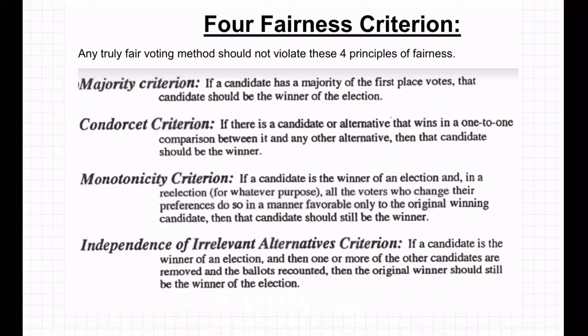The first one is majority. It basically says if anybody has a majority, what does majority mean again? More than half. If anybody has more than half of the first place votes, shouldn't they win? And we feel like, yeah, they should. That'd be fair. So any method that doesn't give them a victory is a bad method, we would say, is being unfair. The second fairness idea we've talked about a lot, Condorcet, the French guy.